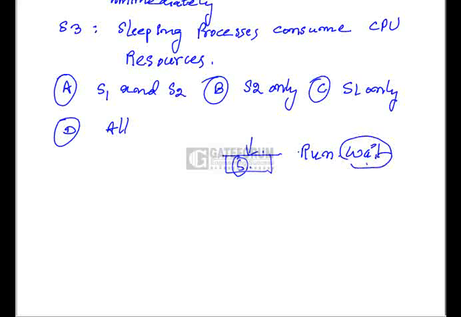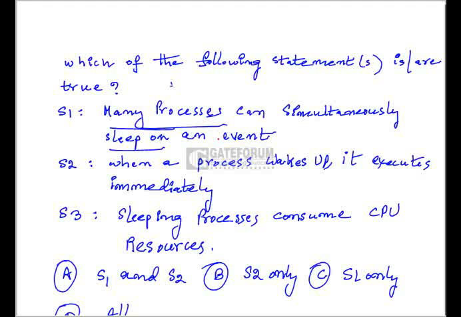So they will not consume any CPU resources, because in order to overcome the busy waiting, we need to move that process from running state to waiting state whenever it is trying to get into the critical section but it is unable to go. So many processes can simultaneously sleep on an event is true. It is possible because as many processes as are coming, all these processes can sleep whenever there is no chance for going into the critical section or somewhere else.